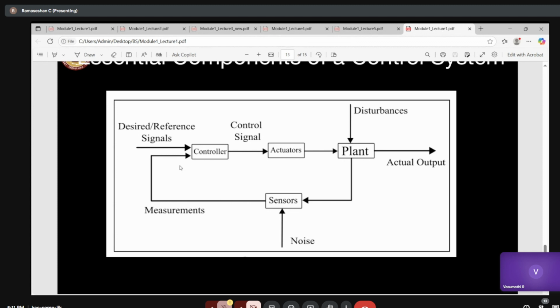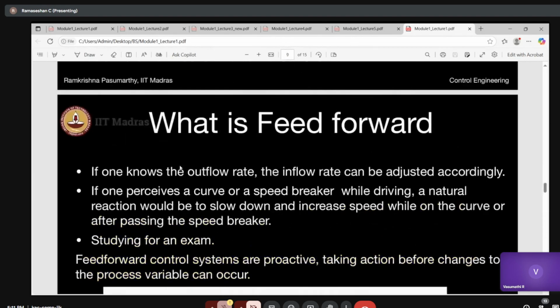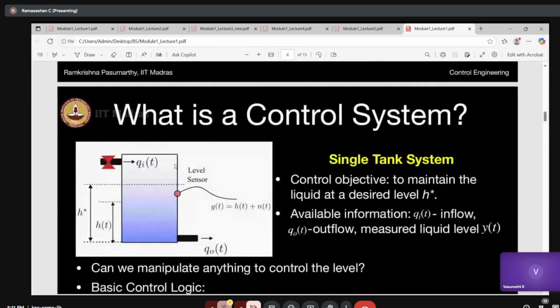Sir, like in this particular diagram that you are showing, can you give some example, like what can be in the place of controller, what can be in the place of actuator, what can be in the place of plant, and similarly what can be in the place of sensor? Okay, so let's take this problem. Are you comfortable with this?